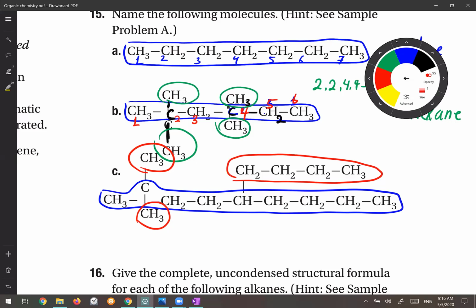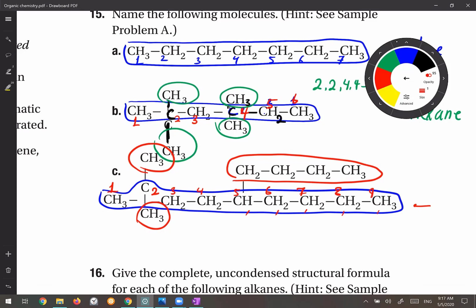From which side do I have to number? It's very clear that I have to number it from the left side: 1, 2, because the branch appears to be in position 2. But if I number it from the right side, it becomes 1, 2, 3, 4, 5, and the branch appears to be on the fifth position. So I have to number it from the left side, where the first branch receives the smaller number. So this is carbon number 1, 2. This one is carbon number 3, carbon number 4, carbon number 5, 6, 7, 8, 9.